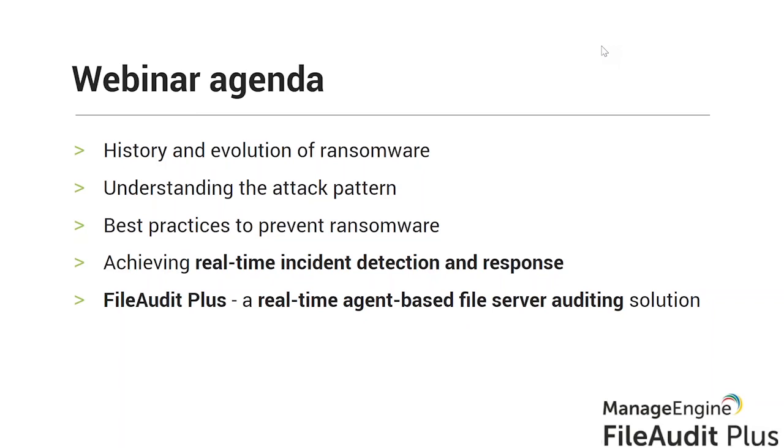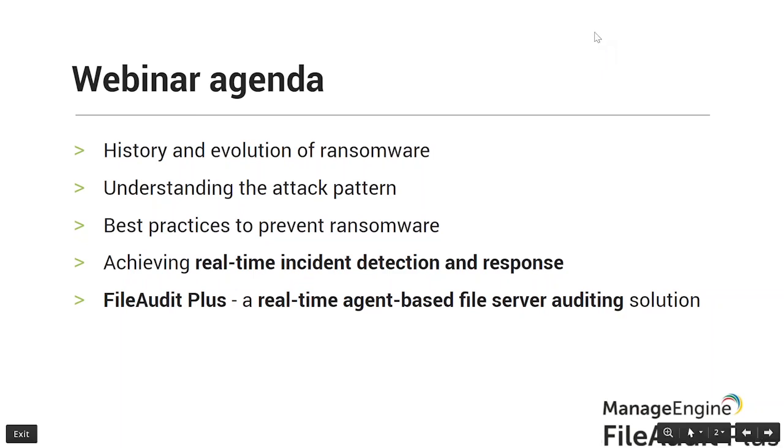We'll be looking at the history and the evolution of ransomware and why it's become such a big problem today. We look at understanding how, in a practical scenario, ransomware actually gets launched and the pattern of the attack. We look at some best practices that you can implement in your organization. A lot of them are for free. So we'll go over some of these so that you can reduce the chance of being hit by ransomware in your organization. And then we look at something that's really, really important, which is achieving real-time incident detection and response.